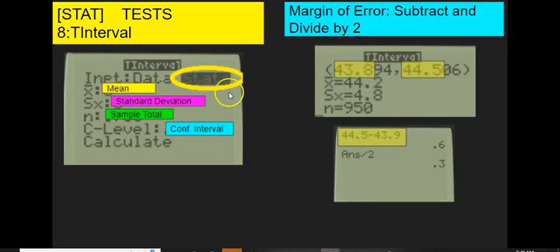All right, so stat test 8, you've got to make sure stats is highlighted. It's our mean, our standard deviation. n represents the sample total, and C-level is our confidence level. To find the margin of error, we find the confidence interval, subtract those, and divide by 2.